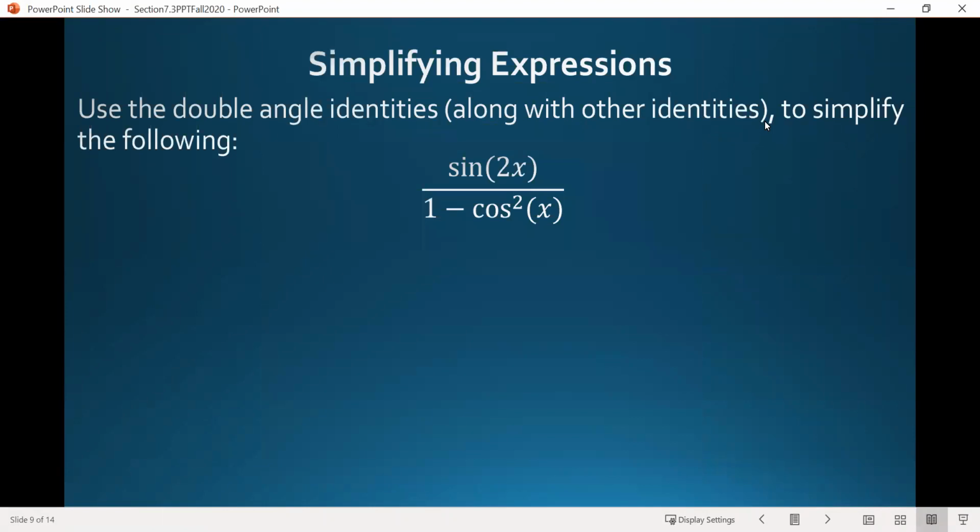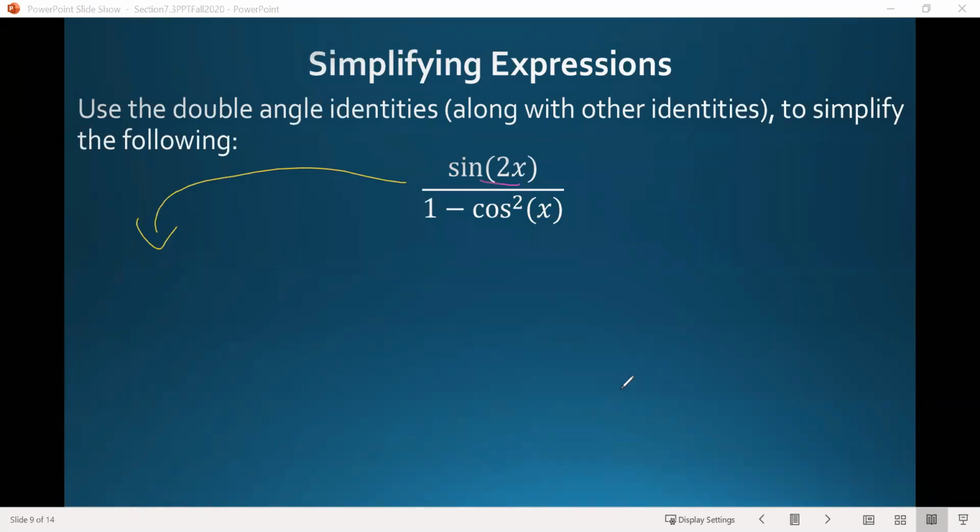All right, so we're told to use double angle identities, along with other identities to simplify the following as much as possible. So we have sine of 2x over 1 minus cosine squared. And you probably notice we have this sine of 2x here, which means we're probably going to use our double angle identity for sine, which is 2 times sine of x times cosine of x. And if we leave the bottom the same over 1 minus cosine squared of x, well, this doesn't really look like much would happen here, right?